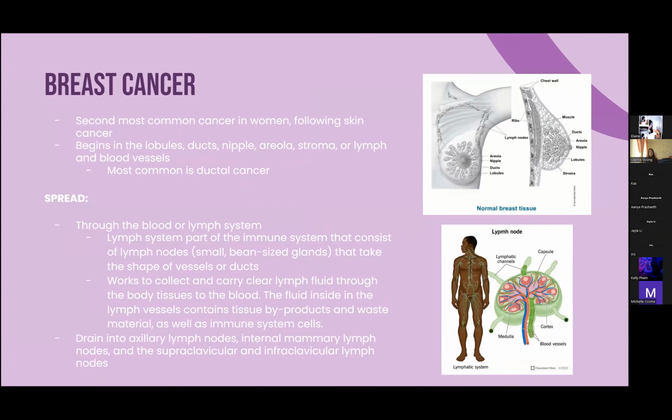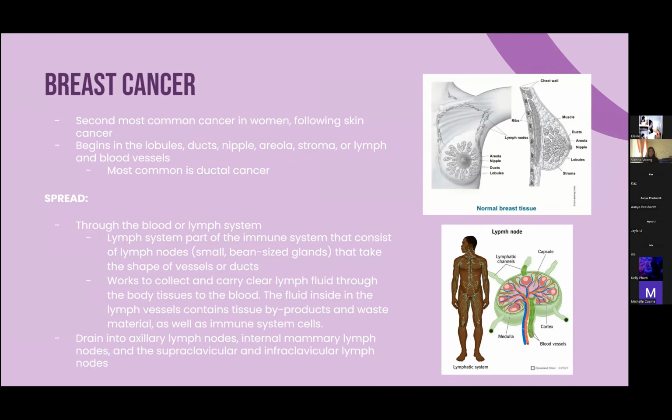So to talk about breast cancer, it is the second most common cancer in women following skin cancer, and it can begin in either the lobules, ducts, nipples, areola, stroma, or lymph and blood vessels. The most common form of breast cancer starts in the ducts, and when it starts in the ducts, it is called ductal cancer. So breast cancer can spread through the blood or the lymph system.